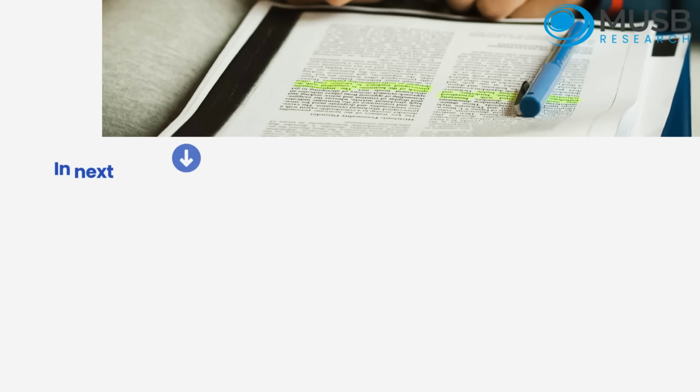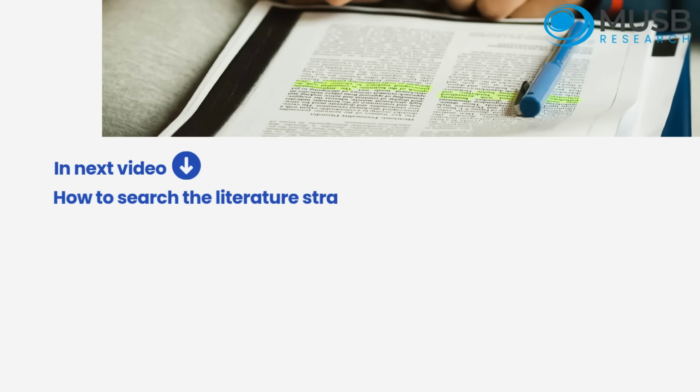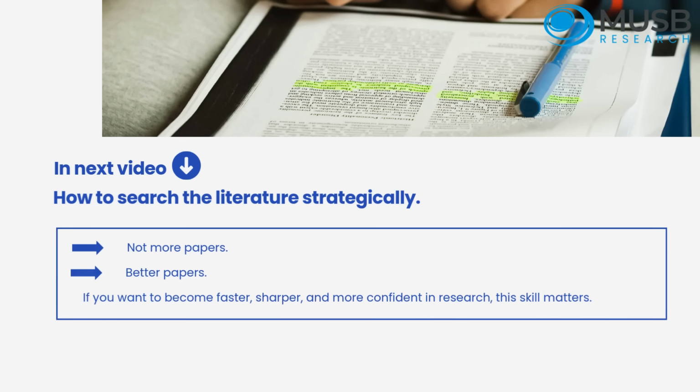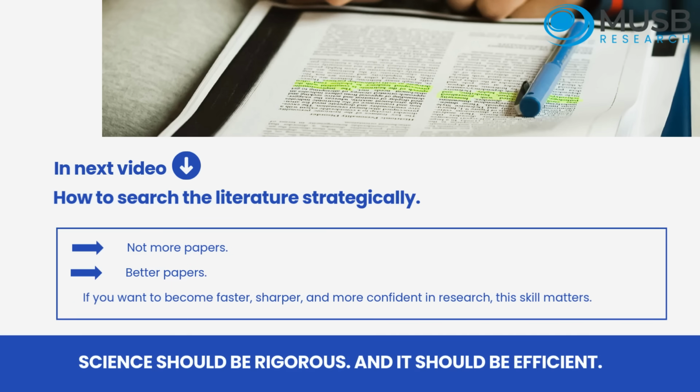In the next episode, we'll show you how to search the literature strategically. Not more papers, better papers. If you want to become faster, sharper, and more confident in research, this skill matters. Science should be rigorous, and it should be efficient.